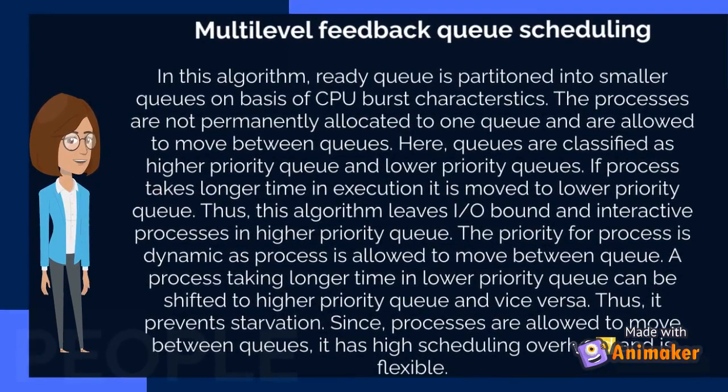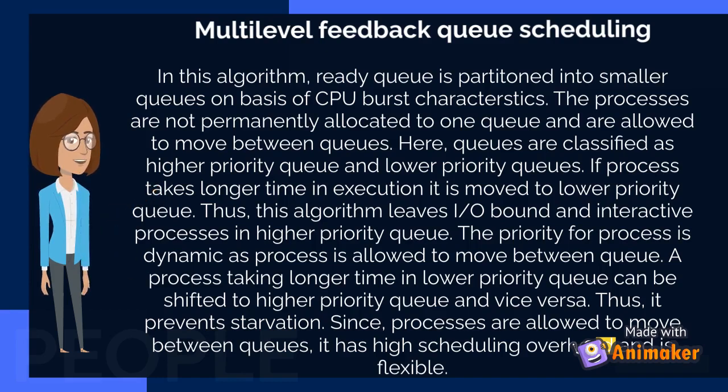In multi-level feedback queue scheduling, the ready queue is partitioned into smaller queues on the basis of CPU burst characteristics. The processes are not permanently allocated to one queue and are allowed to move between queues. Here, queues are classified as higher priority queues and lower priority queues. If a process takes longer time in execution, it is moved to a lower priority queue. Thus, this algorithm leaves IO-bound and interactive processes in the higher priority queue.